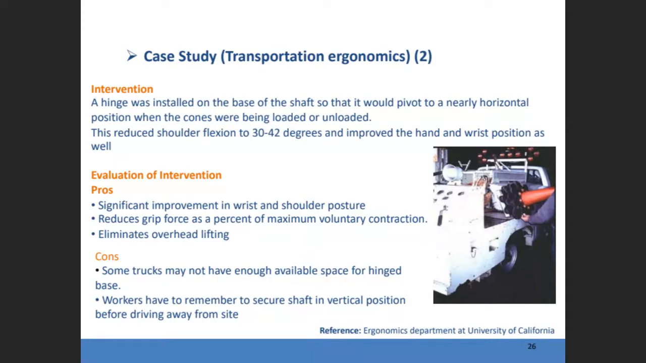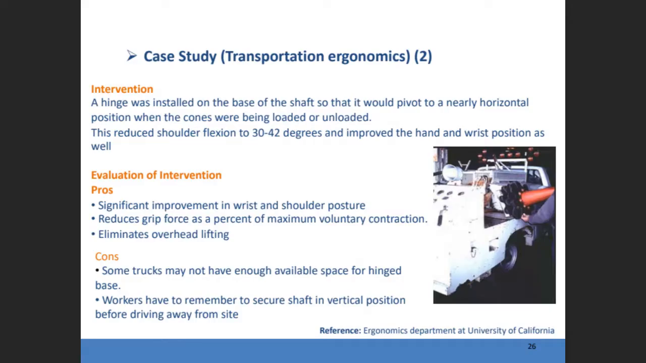السلبيات: pros الإيجابيات، الكونز السلبيات. Some trucks may not have enough available space for the hinged base. يعني ممكن بعض الترك ما بيكون فيها هذا المفصل أو القطعة دي ما تكون موجودة فيها. Workers have to remember to secure shaft in vertical position before driving away from site. هذه من الأشياء أصبح عنده مهمة أخرى، أنه لازم يعمل secure from the horizontal و turn it to vertical حتى ما تسقط الكونز لما الشاحنة تتحرك.